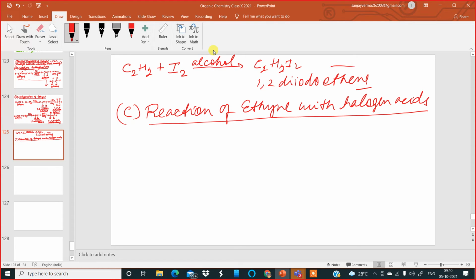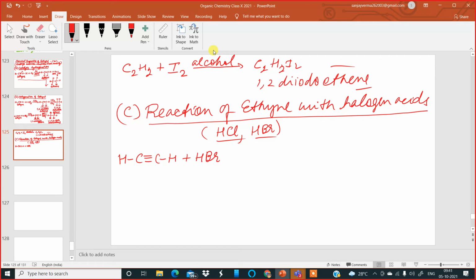Halogen acids are what? Hydrochloric acid, hydrobromic acid. So here the halogen acids normally used are either hydrochloric acid or hydrobromic acid. We normally do not use hydroiodic acid. So let us use these two acids only. Okay. So the first equation is for the reaction of ethyne with hydrobromic acid. So I'm going to use HBr in the first step.